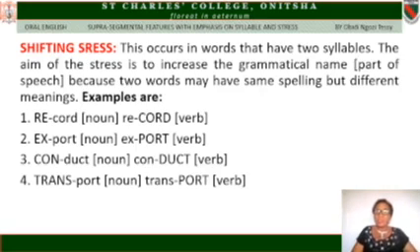Record these things I am talking about. Give me the record. So record is noun, record is verb. 2, export, noun, export, verb. 3, conduct, noun, conduct, verb. 4, transport, noun, transport, verb.